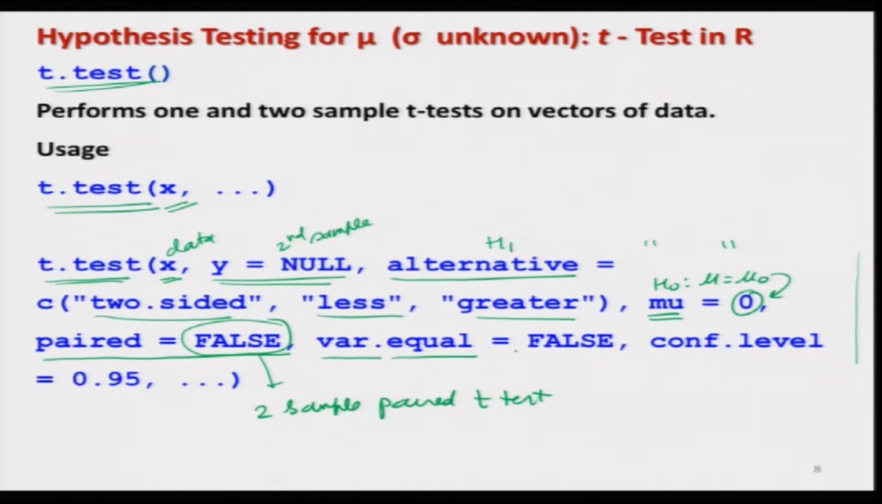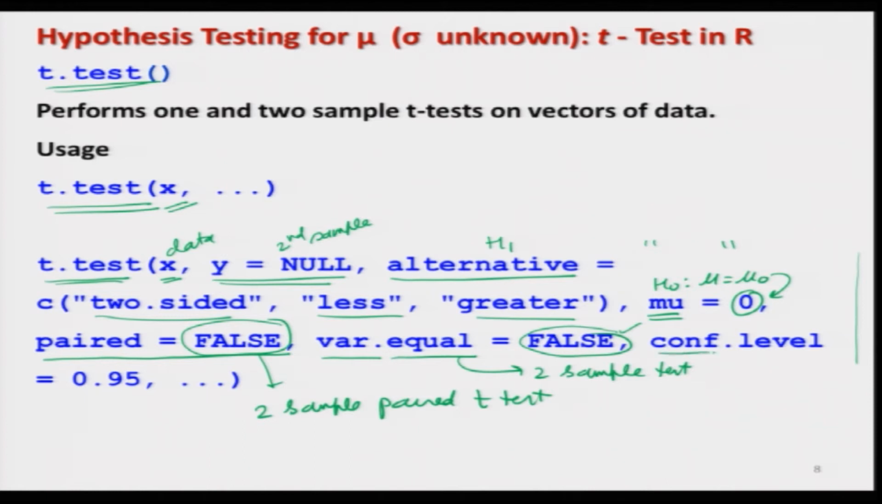And now, there is another option here, var.equal, that is variance equal. This is also valid for the two sample test that we are going to discuss in the next lecture. When you take the two sample test, you have two samples coming from normal populations, and there can be two situations: the variances of the normal populations are the same or they are different. Based on that you have to specify here whether the variances are equal or not in terms of true or false. In the present case, since I am dealing only with the one sample test, I will put it as false.